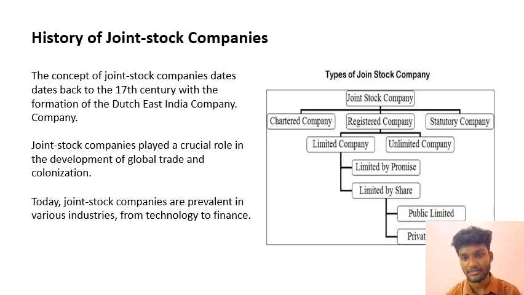They are categorized into three types: the chartered company, registered company and statutory company. In the registered company there are two types, limited company and unlimited company. In the limited company we have two types, limited by guarantee and limited by share. And in the limited by share we have two types, public limited and private limited. The joint stock company played a crucial role in the development of global trade and colonization. Today joint stock companies are prevalent in various industries from technology to finance.